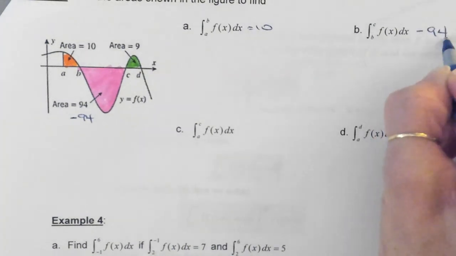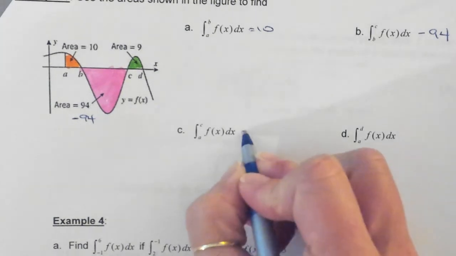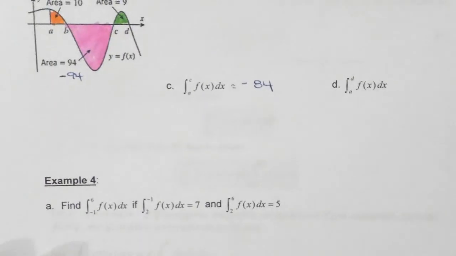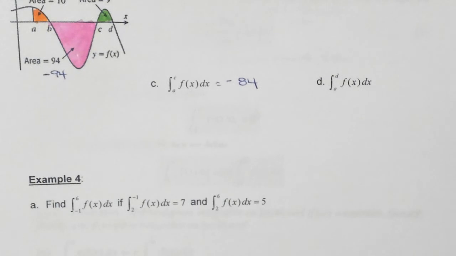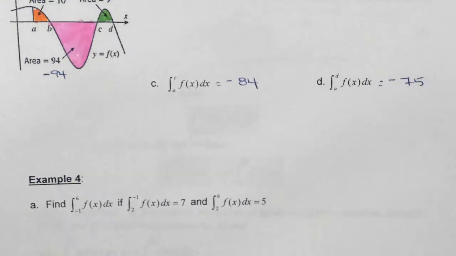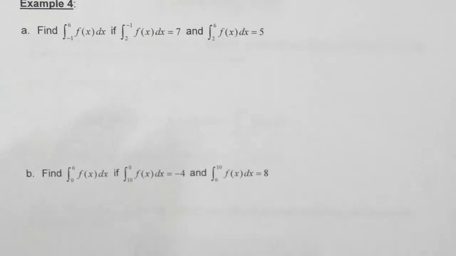Negative 94. Now careful, what about from A to C? Negative 84. Why is it negative 84? Because Jay forgot that it was negative, okay? And then what about from A to D? Tell me what you do. You add them all together, and what do you get? Negative 75. Okay. Everybody good with that? Yeah. Some of you are like, okay, there's really got to be more to it. Yeah, it's too... No. It's easy.